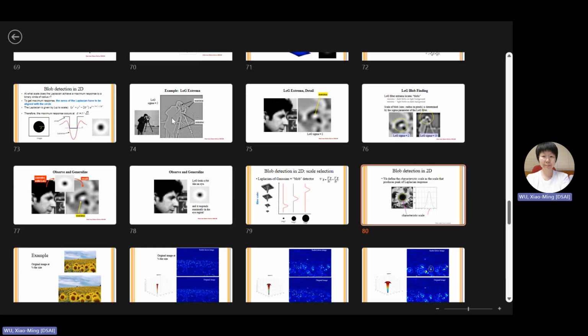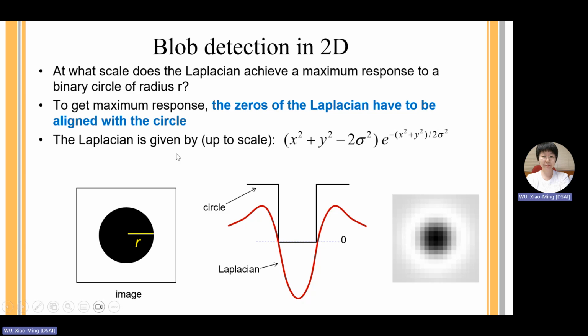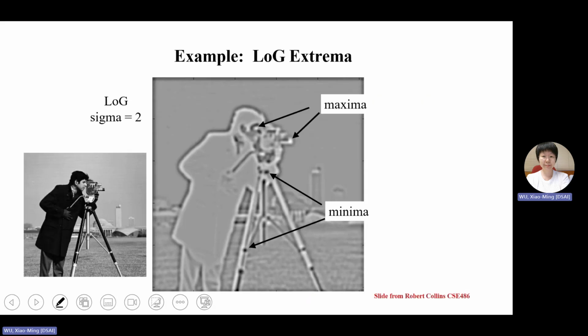Okay, and the LOG function is the desirable function, a carefully designed function. This function has a very nice property such that the maximum response occurs when the zeros of the Laplacian align with the circle. And this can help us to select the appropriate scale as well as the filter.